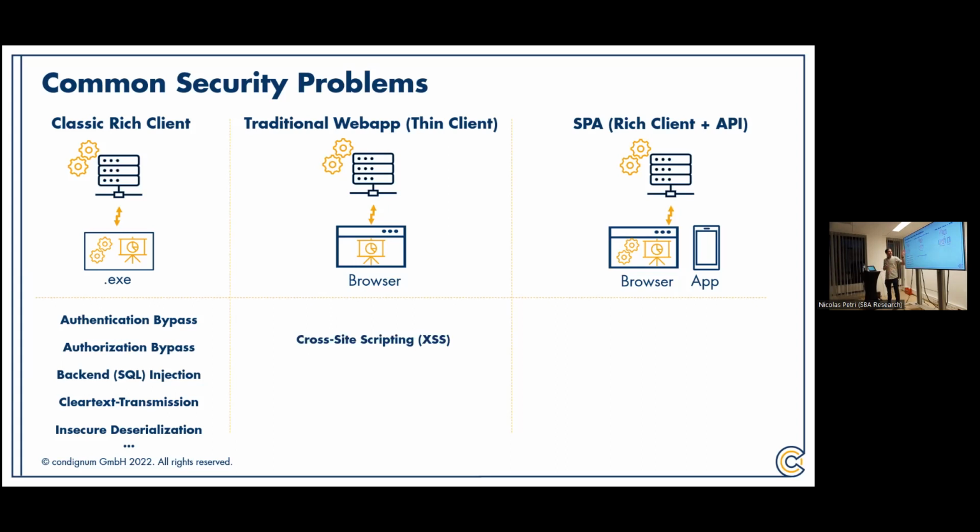In the traditional web apps, the thin clients, so the multi-page web apps, we replaced the exe files with browsers. And because of that, some typical web vulnerabilities came into the mix, like cross-site scripting. We will talk about that later. And cross-site request forgery and clickjacking and a few other minor things. So now it's the big question: are modern single page applications the best of both worlds or a combination of all the possible vulnerabilities? And I think you can guess where I want to go with that.